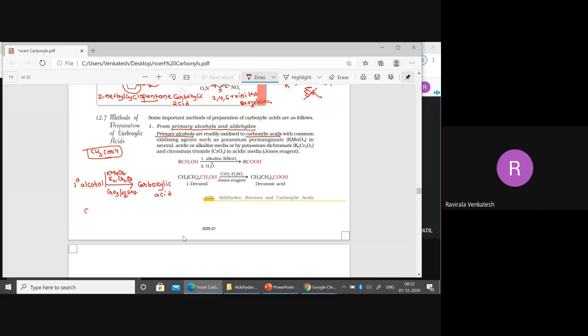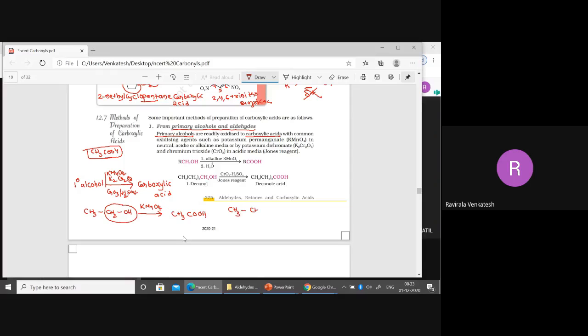For example, I am writing CH3CH2OH. Now, if you treat this with KMnO4, the CH2OH will convert into a carboxylic group, and CH3COOH, acetic acid, is formed. Now, all of you try this one in your notebook.